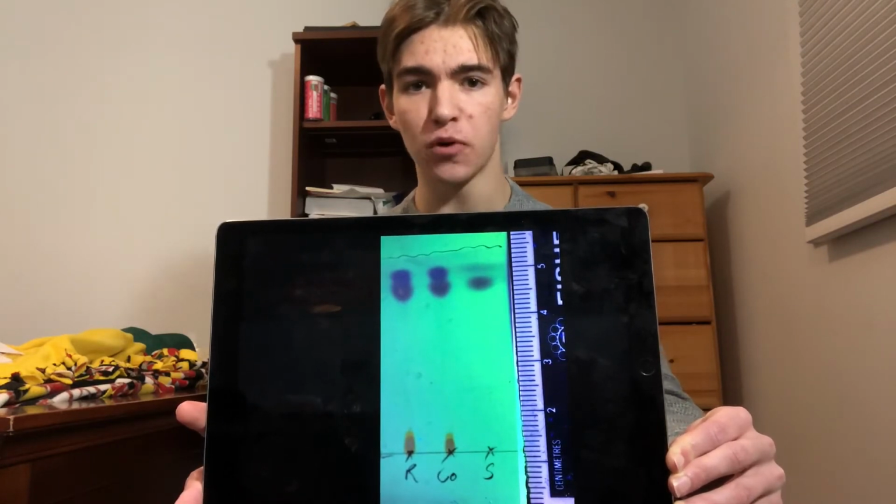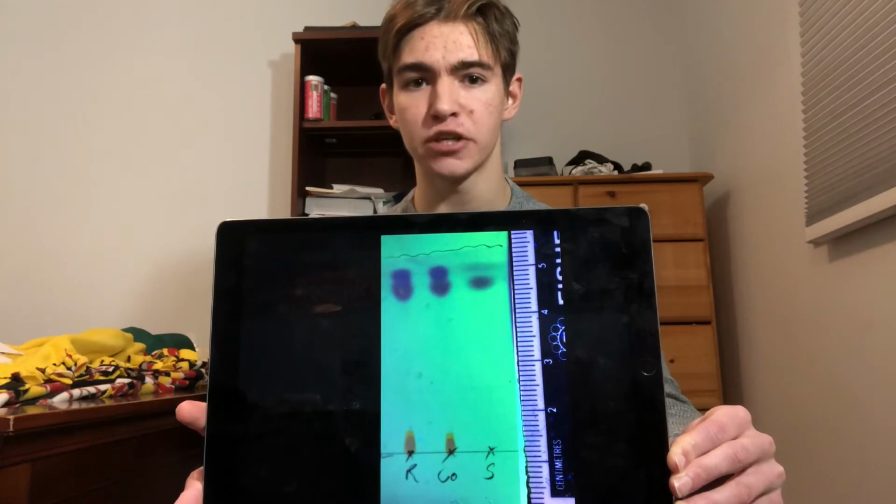The higher new spots in the R and CO spot indicate impurities in the product, such as the leaving group iodine or other impurity components. Alright, let's get right into part C.